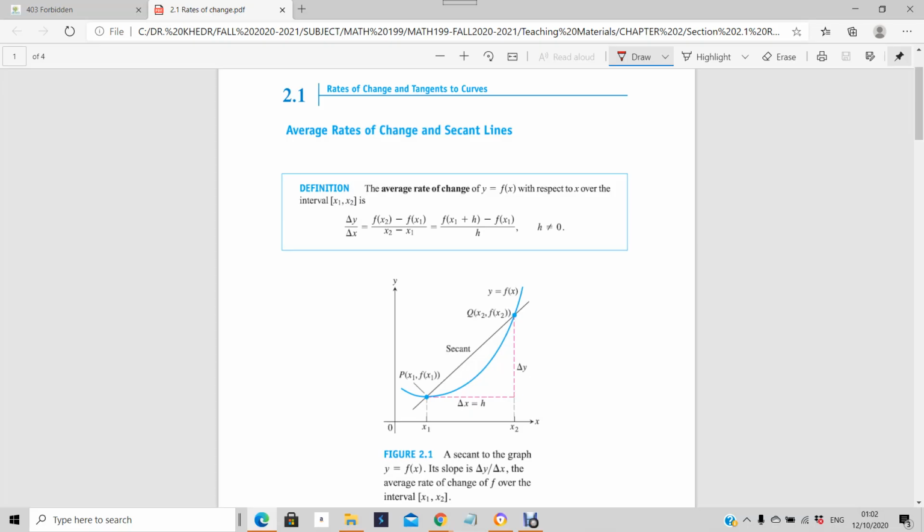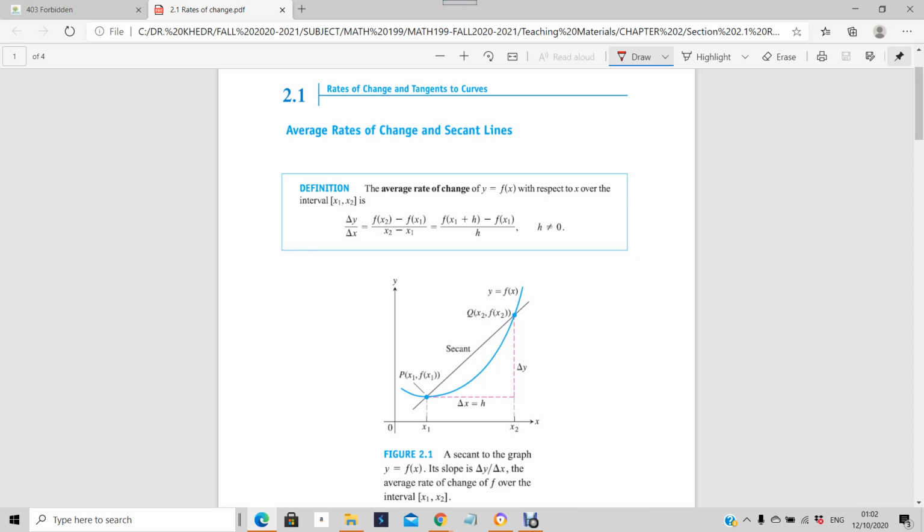So this is section 2.1 with the title Rates of Change and Tangents to Curves. So let's start with the average rates of change and secant lines. Here we have a definition.